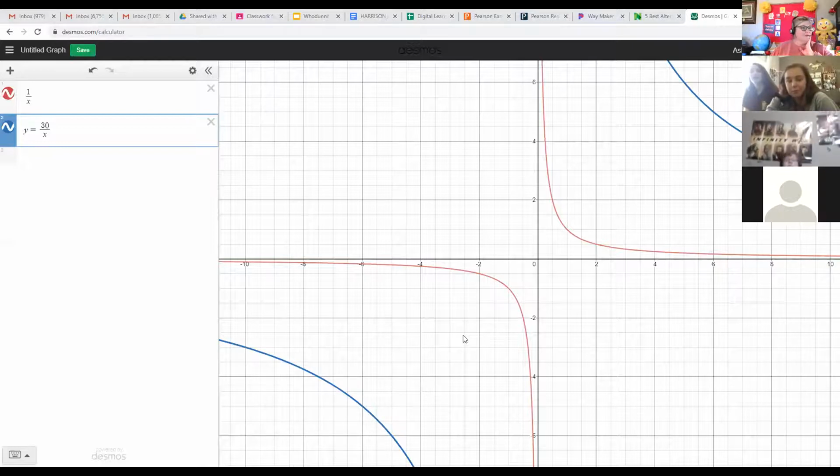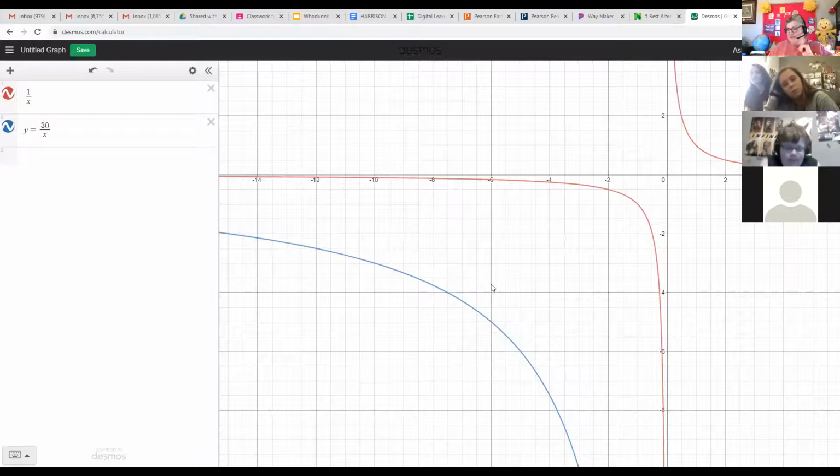So this is our parent function, the red line, and the blue line is our function that we just graphed, that we just solved for. And so they asked us to find what is y when x equaled what? What did we just solve for? What was x? Yeah, -6.